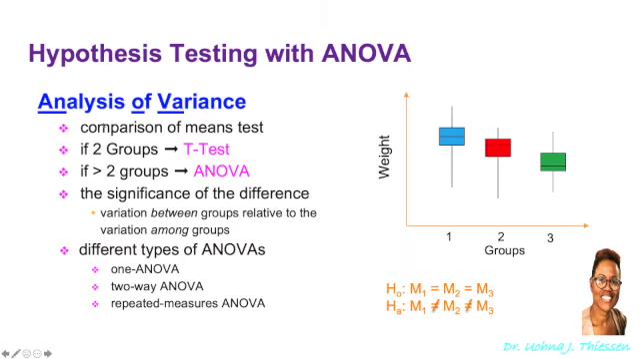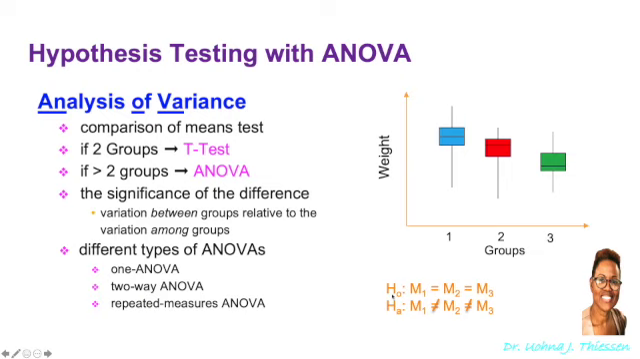So the ANOVA stands for Analysis of Variance, and it is used for 2 or more groups. And what it does is it determines whether the difference in the means between these 3 groups or more is actually statistically significant or not. And so we're going to just be doing a one-way ANOVA today.